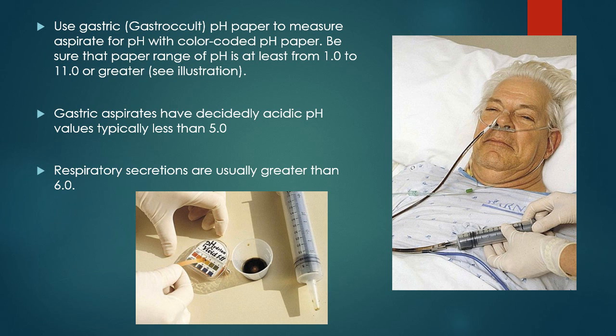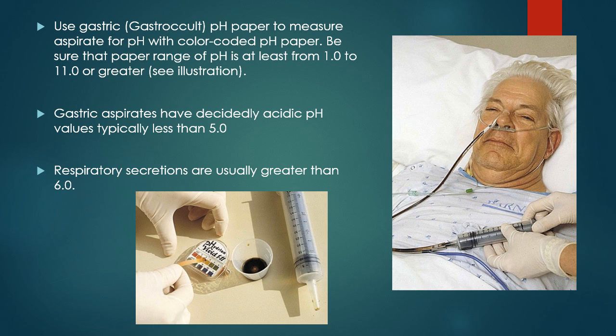Now, sometimes an X-ray is not ordered. So another way is to check the gastric secretions. If you look at the patient on the right-hand side, the nurse is using a big 50 ml syringe to withdraw gastric secretions, and then she's verifying the pH of the secretions with pH paper.